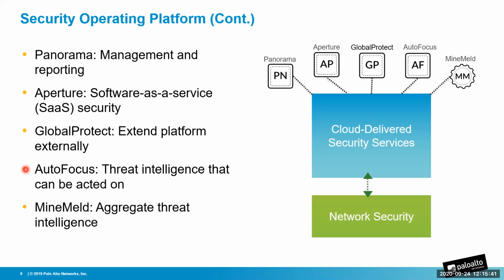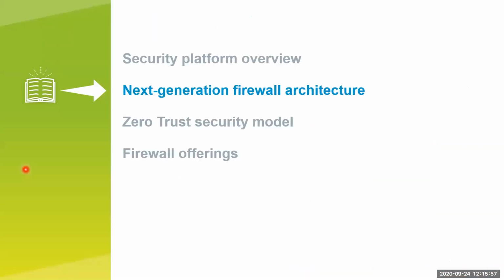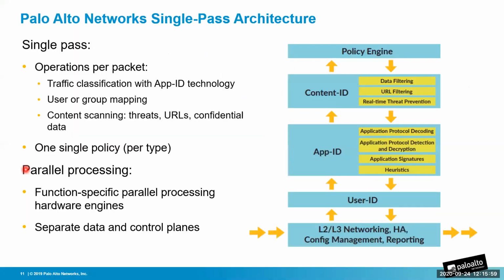Autofocus is, again, another extension of the PAN-OS, and this is a threat intelligence database. So another example of the firewall tapping into a worldwide database of intelligence. Our architecture here is pretty important because of the past UTM devices many administrators are used to.